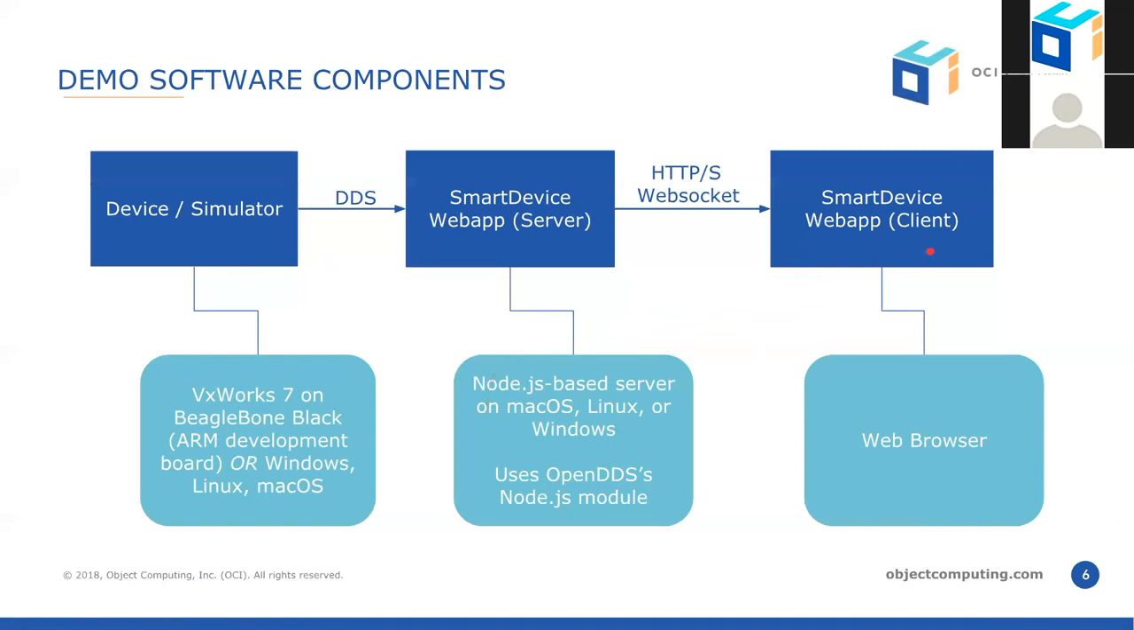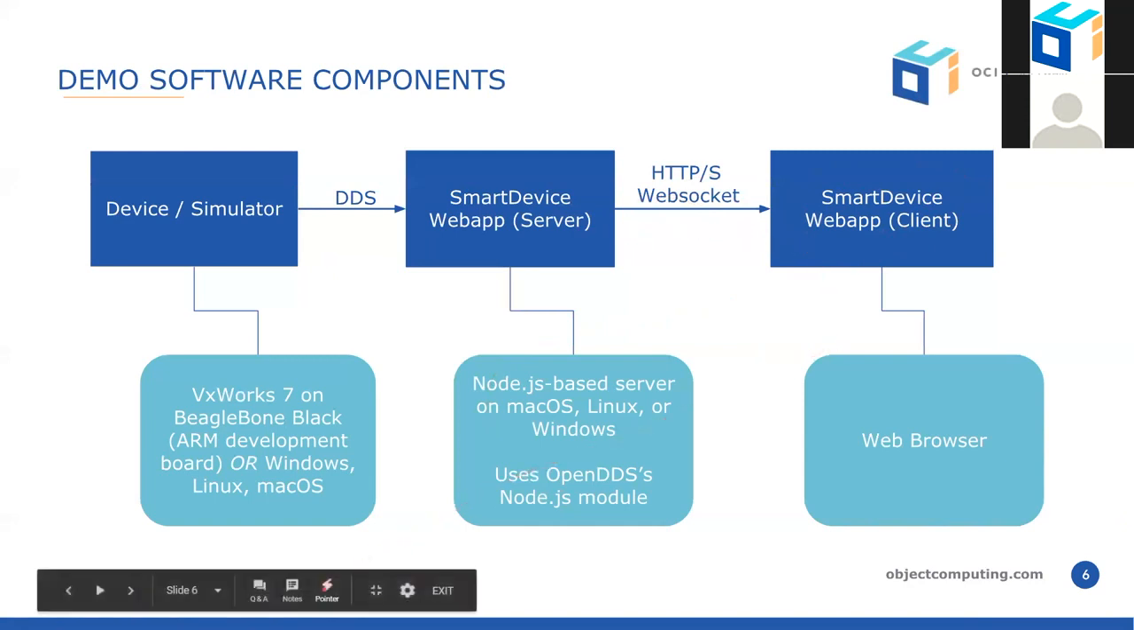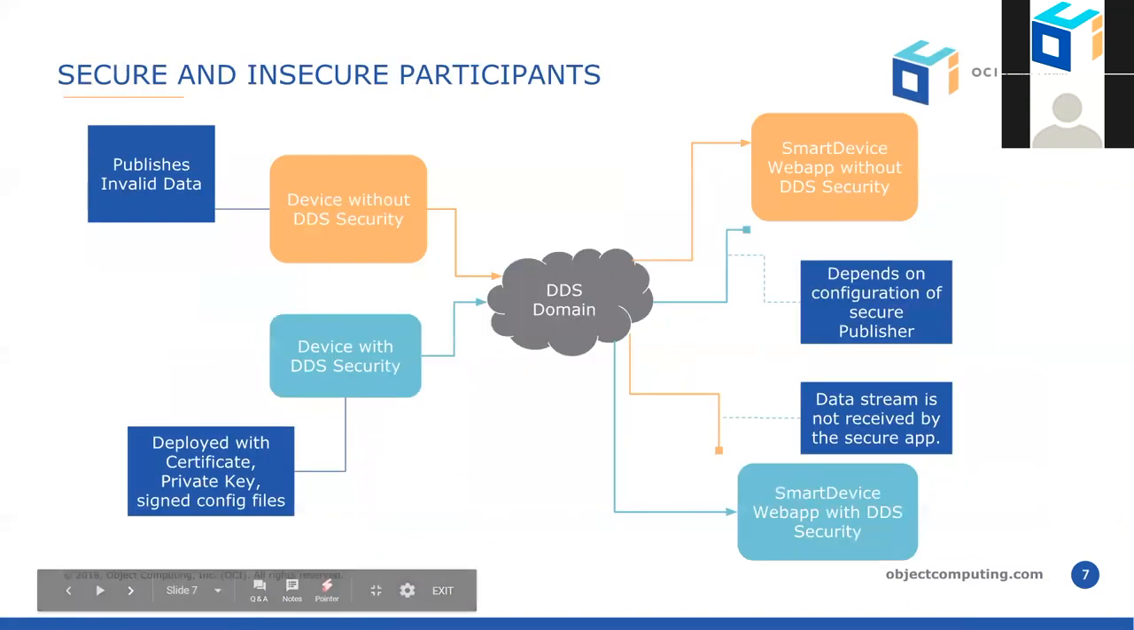Then the third component is the user interface. So that's running in a web browser. So that's the Smart Device client of the web app. And these communicate with each other over HTTP or HTTPS and use WebSocket to push live data from the server to the client. We'll see the demo in just a second. Before we do, let's look at it as a deployment.